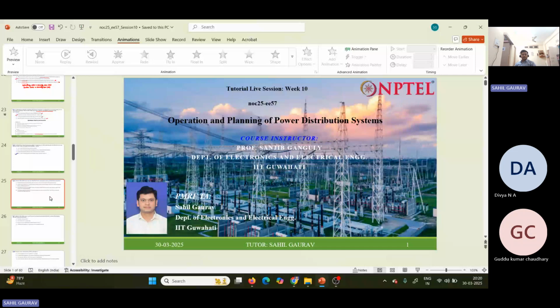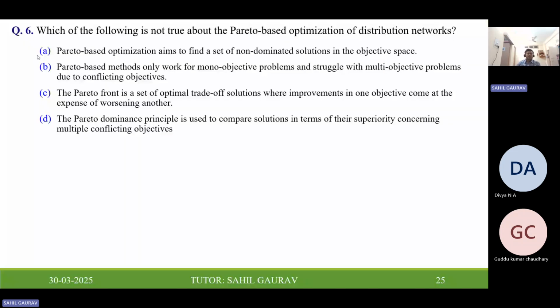C option is Pareto front is a set of optimal trade-off solutions where improvements in one objective come at the expense of worsening others. And the last option, D, is Pareto dominance principle is used to compare solutions in terms of their superiority concerning multiple conflicting objectives. So here you have to take care that it is asking not true. So which of the following is incorrect? You can give your answer in the chat box.